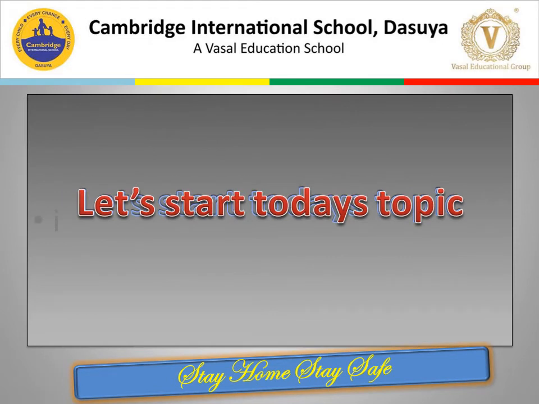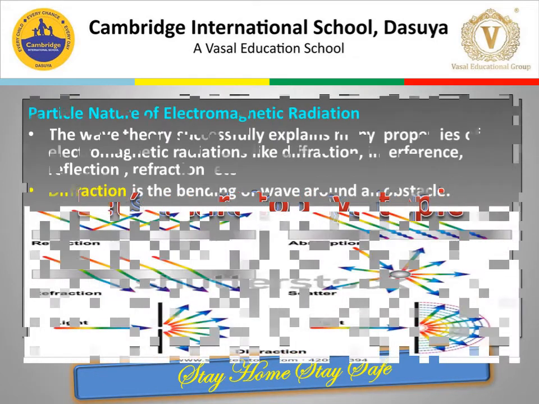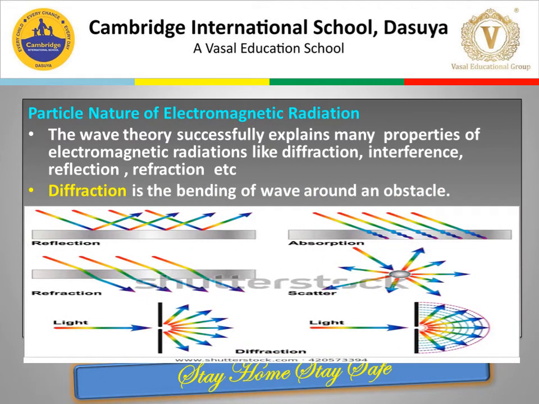Now let us start with today's topic: the particle nature of electromagnetic radiations, or Planck's quantum theory. The wave theory successfully explains many properties of electromagnetic radiations like diffraction, interference, reflection, refraction, etc. What is this diffraction, reflection, refraction? It is given in this figure here.